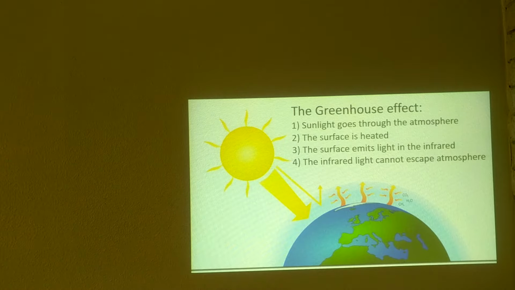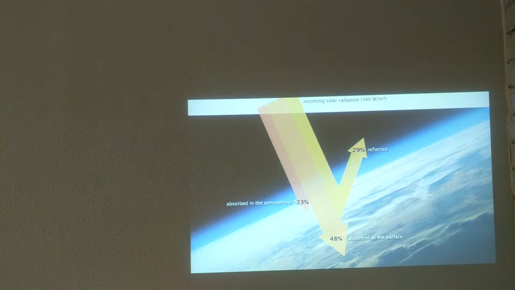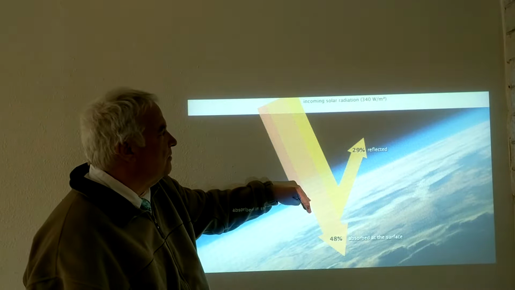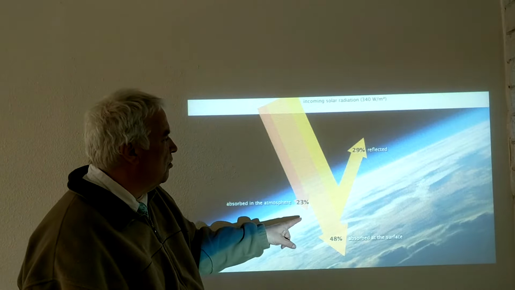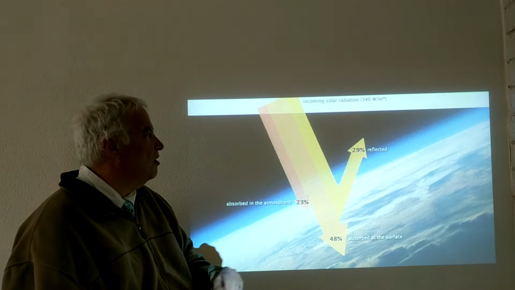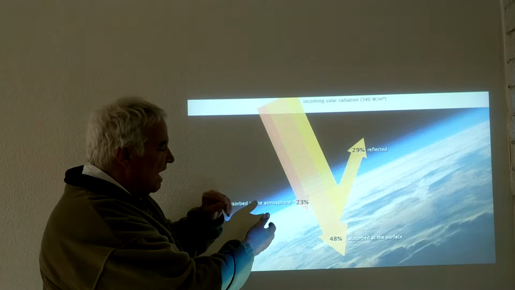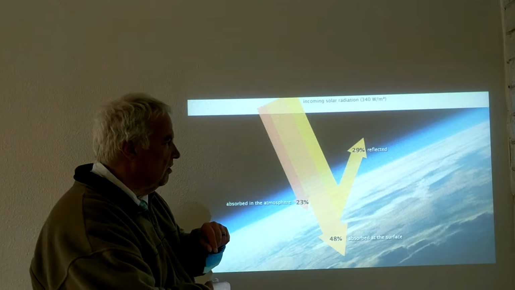Water, H2O, is the most efficient greenhouse gas in the atmosphere of the Earth because it is relatively common compared to the other gases. So, an incoming solar radiation of 340 watts per meter squared impacts the upper atmosphere of the Earth. 23% is absorbed in the atmosphere. Half of that will radiate back out into space, half of that will radiate back toward Earth.